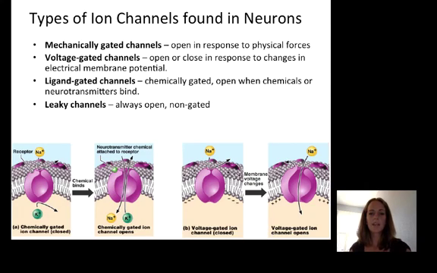For mechanically gated channels, we can push them open. For voltage gated channels, we change the electrical activity around them, and that causes the gate to open. For ligand gated channels, we have a chemical that comes in, and that will open the gate. And for leaky channels, the gate is just kind of always open, and the ions can move. So we're going to change electrical activity by opening and closing ion channels, and there's various ways to do that.